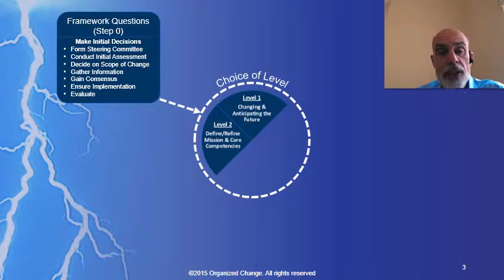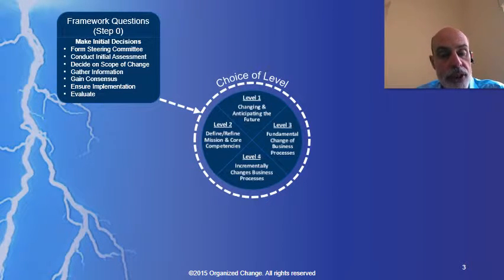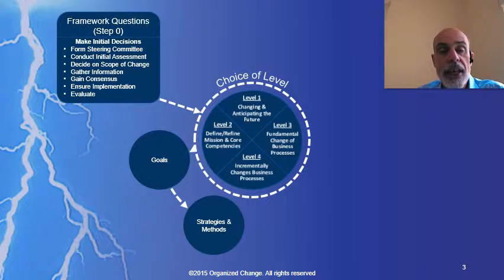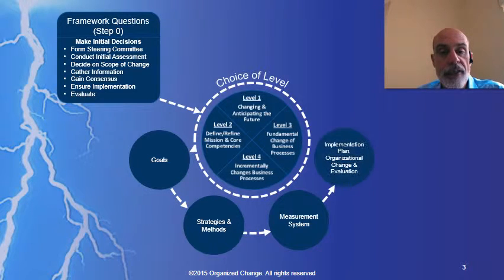Level 3 changes involve major organizational changes to internal business processes. And level 4 changes involve incremental changes to organizational processes. After these decisions have been made, then the organization needs to define its goals, define the strategies and methods to accomplish these goals, and then decide what measures and measurement systems they wish to use to know that they have accomplished these goals. And lastly, not leastly, define, develop and implement the implementation plan.